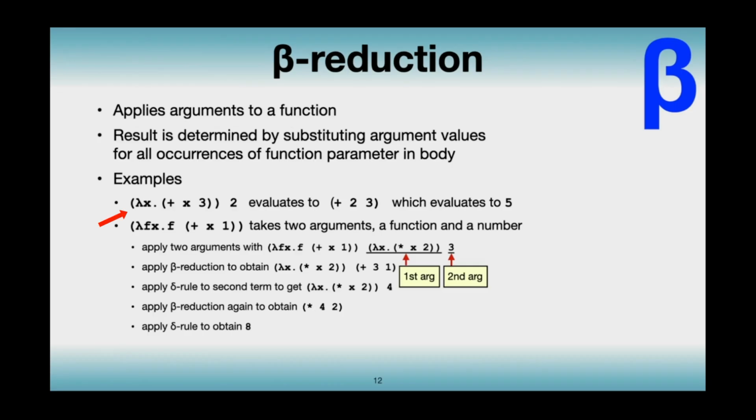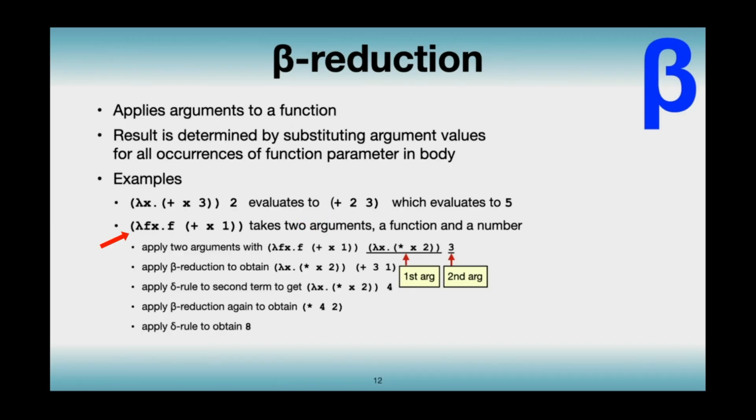In this example, I have this function that takes x, and it's going to return what I get when I add the x with the 3. And so here I'm passing something in, and so this 2 becomes the value of x. And so I can simplify it to this now, and of course I can evaluate that to 5.